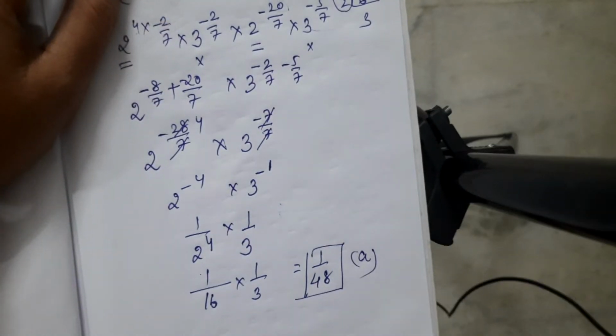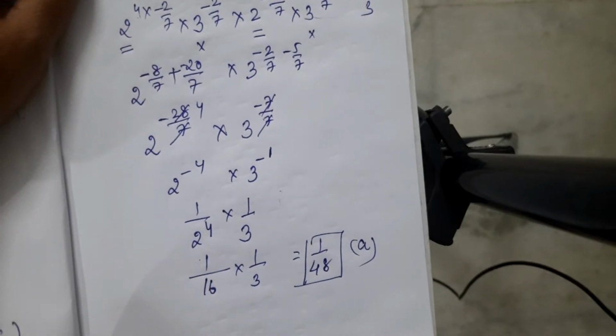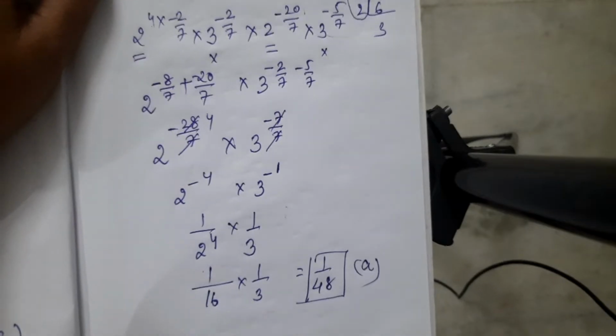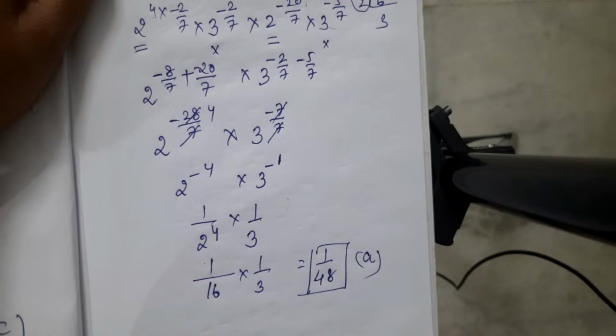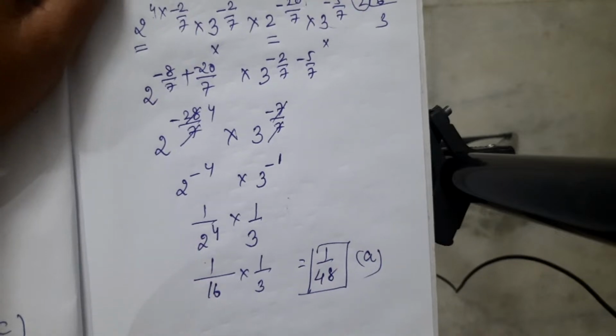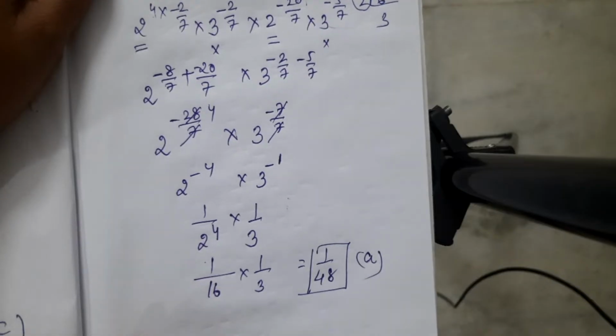Most probably everyone understood whatever I explained. Is it clear? Response once. Is it clear? At least 50% you understood what I explained. If so, we'll continue. The same questions, if you constantly learn them 2 to 3 times, everyone will get it definitely without any difficulty.